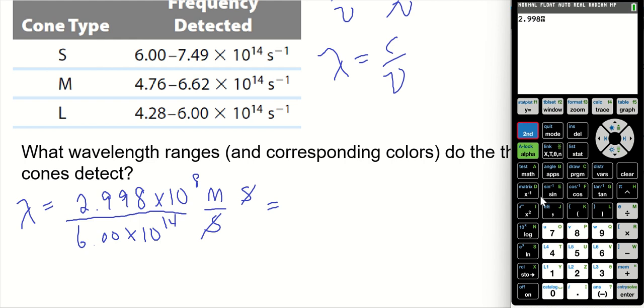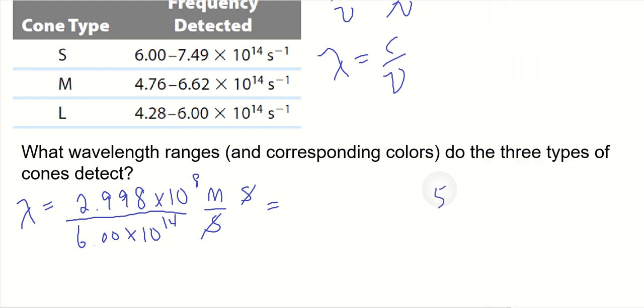2.998 times 10 to the 8 divided by 6 times 10 to the 14. Three significant figures is what we need because that's what we're given in the problem. So it's 5.00. Now, remember, frequency and wavelength are inversely related. So we're given the lower range of frequency; this is going to be the higher range of the wavelength. So I'm going to write that over to the right side here: 5.00 times 10 to the negative 7 meters, which we know is 500 nanometers. But when you write it like this, those zeros are not shown as significant, so sometimes we'll put a decimal there to explicitly say that all those zeros are significant, because they are.